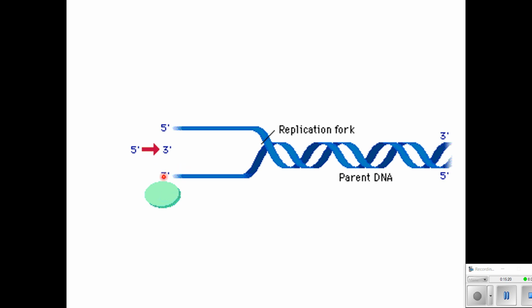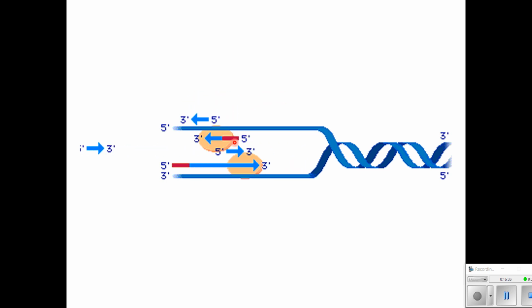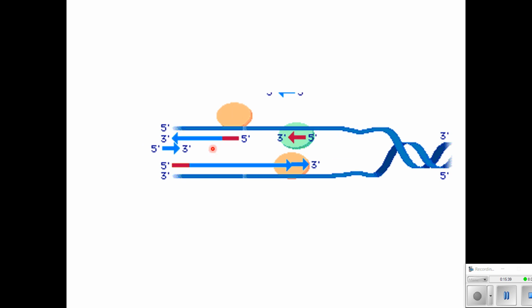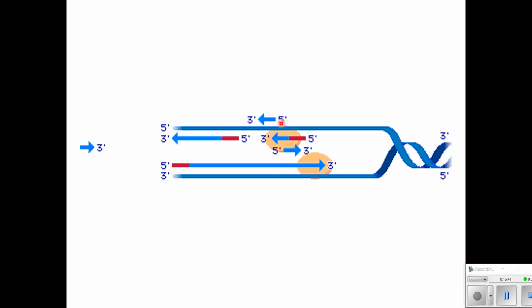Primase on the leading strand is laid down in the 5-3 direction. Polymerase adds nucleotides, A, T, C's, and G's in the 5-3 direction. Primase lays down a primer in the opposite direction on the lagging strand, allowing DNA polymerase to make our first Okazaki fragment. A second is made while the strand continues to open up.